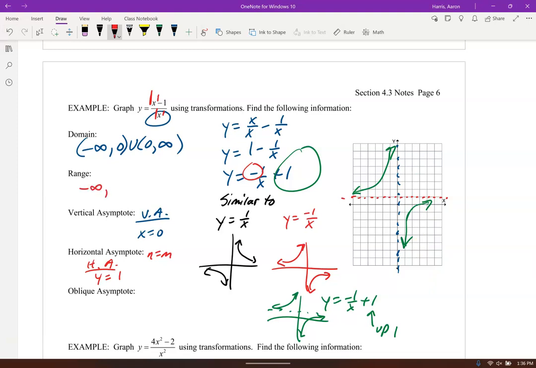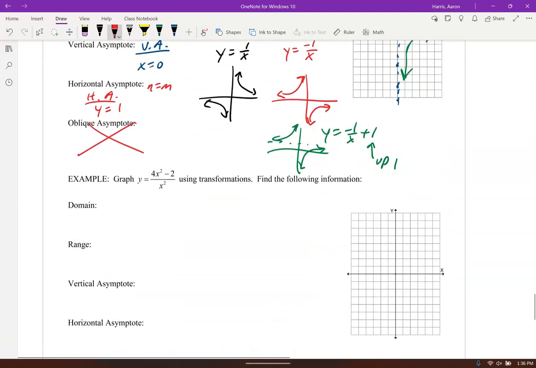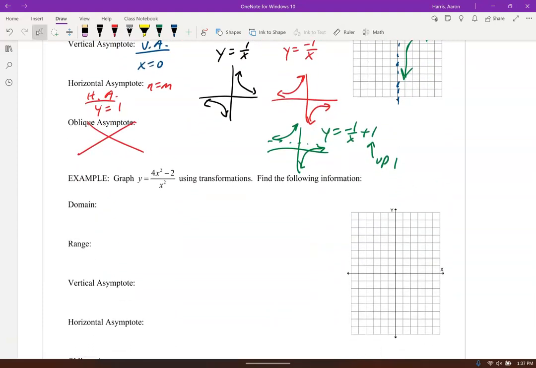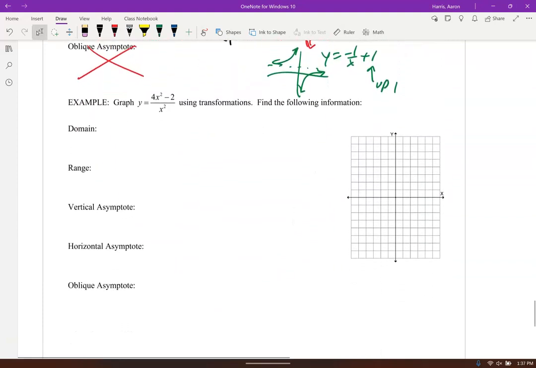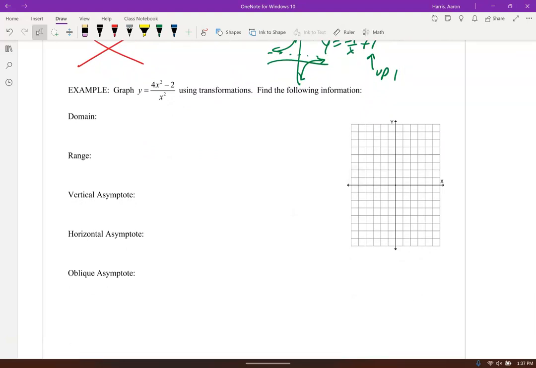So negative infinity up to the horizontal asymptote. It doesn't cross the horizontal asymptote in this case, and takes off again. There's no oblique asymptote on this one. And you can make this a you-try problem. I'm going to pause this, and you guys can go through and try this one as well. All right, let's do the transformations.